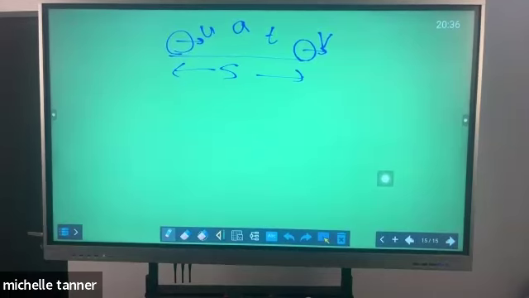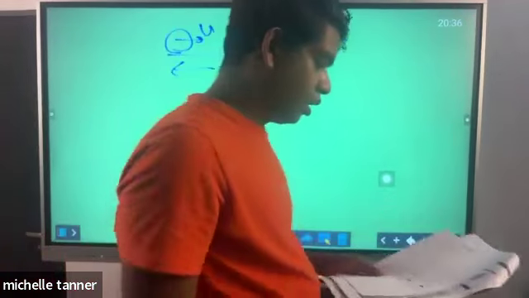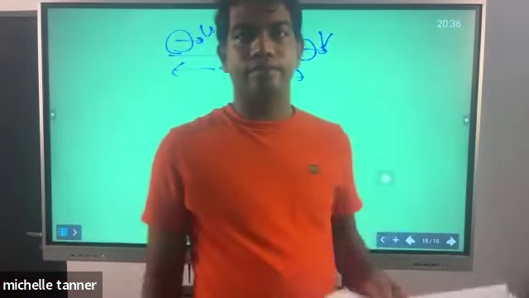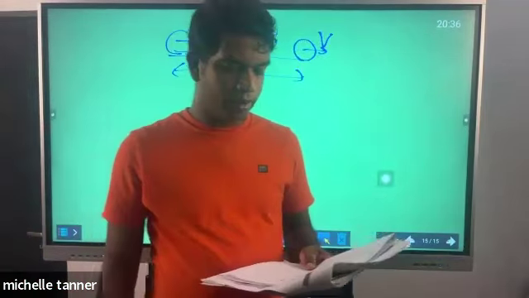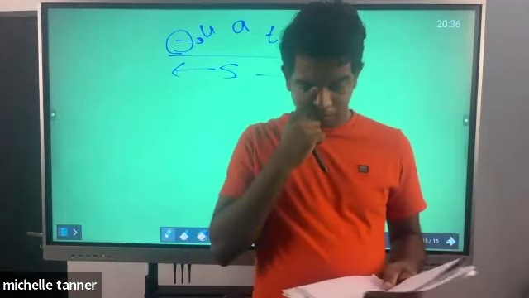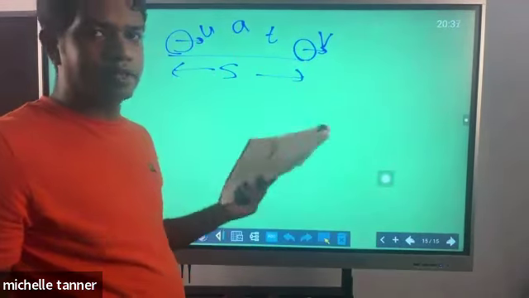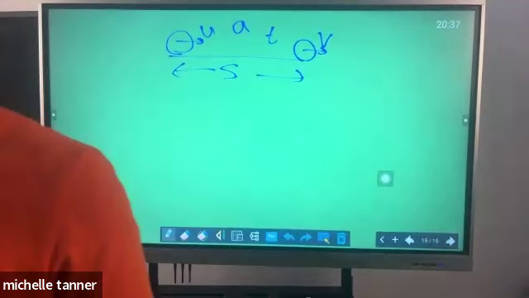Write down the subtopic: Equation of motion for uniform acceleration. And draw this diagram and we explain again. Let's draw this one.